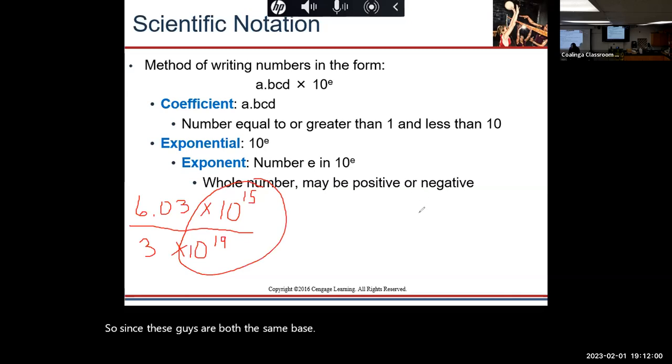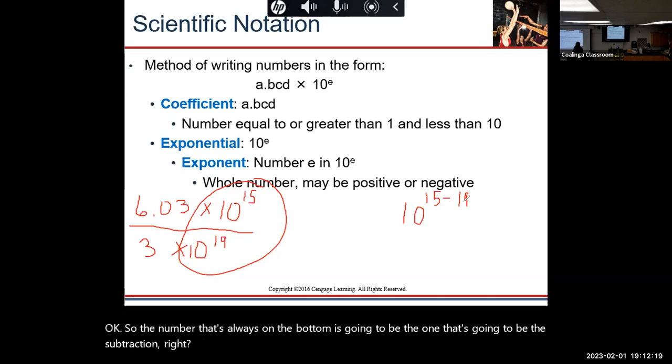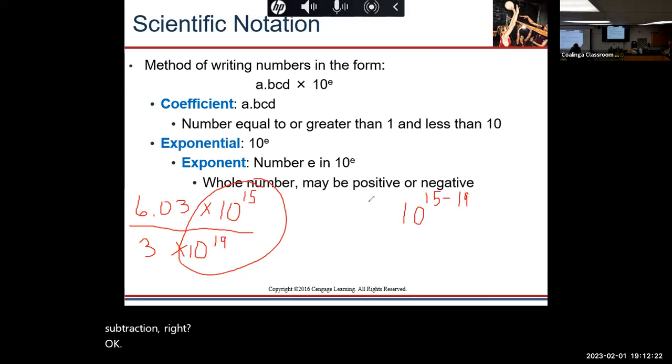what am I going to do with those? I'm going to go 15 minus 19. The number that's always on the bottom is going to be the one that's subtracted, right? Okay. And then we know that we can just divide 6.03 by 3.